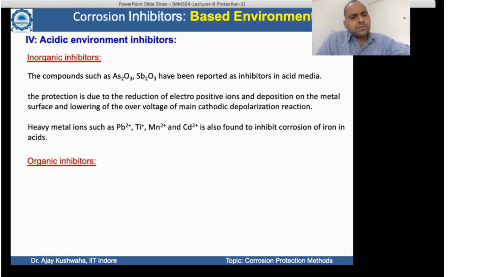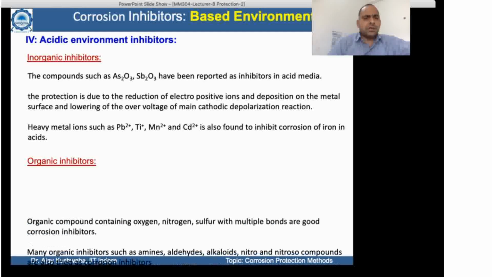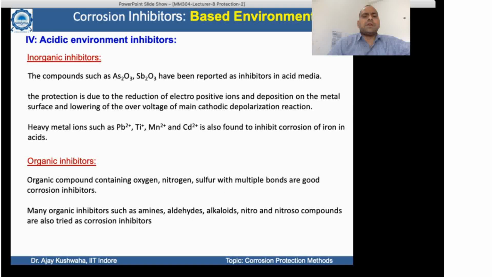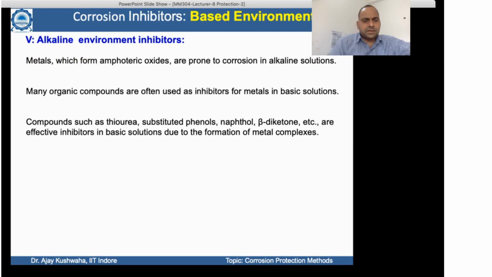The second category is we can use organic chemicals. An organic compound which has oxygen, nitrogen, sulfur content or multiple bonds is good for corrosion inhibitors. Many organic inhibitors such as amines, aldehydes, alkalides, nitroso compounds are also tried as corrosion inhibitors. So either we can use an inorganic one or an organic one. Both can be used for an acidic environment to reduce the effect of acid.